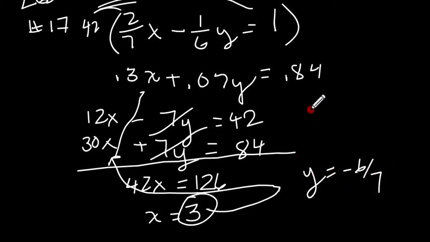All right, so we did that one. You could write it as an ordered pair, 3, negative 6/7. When you have a system of linear equations, write it as an ordered pair. All right, next one, number 19.